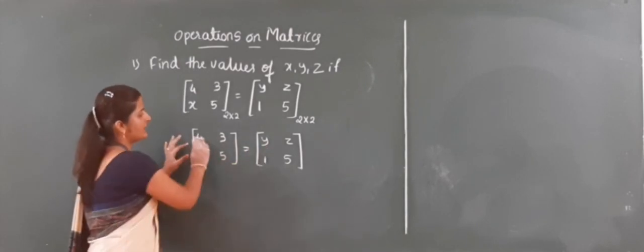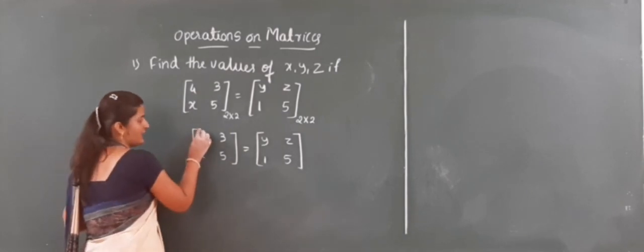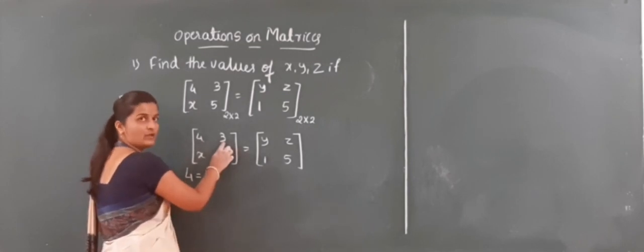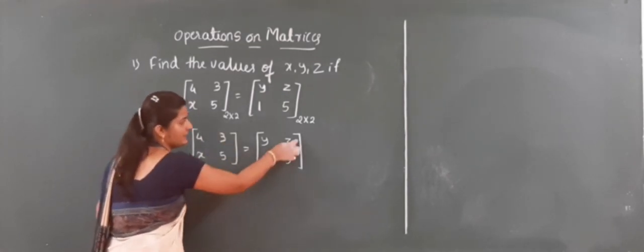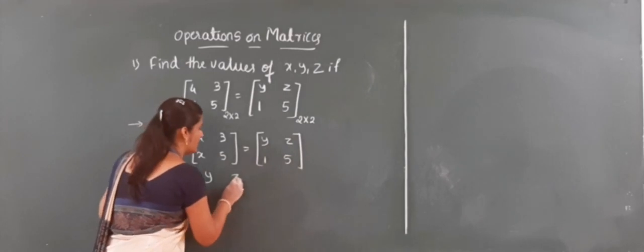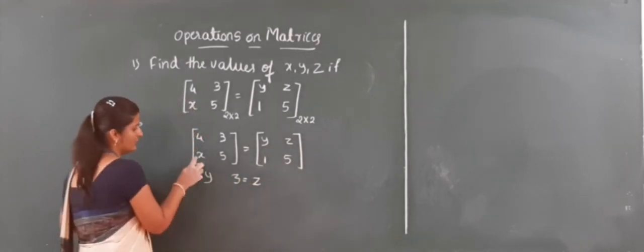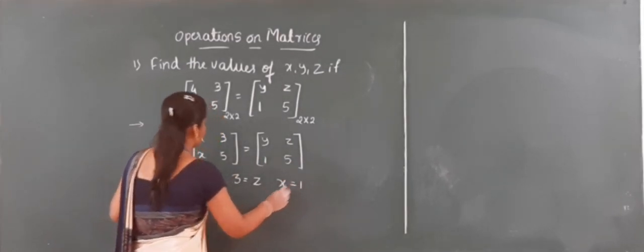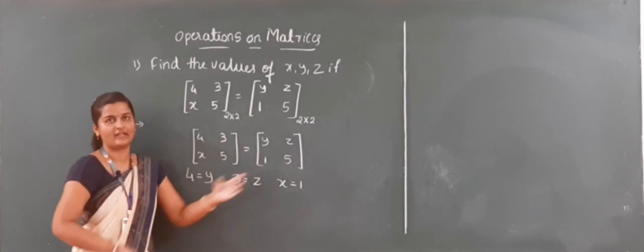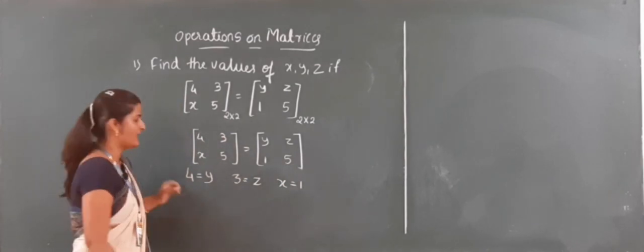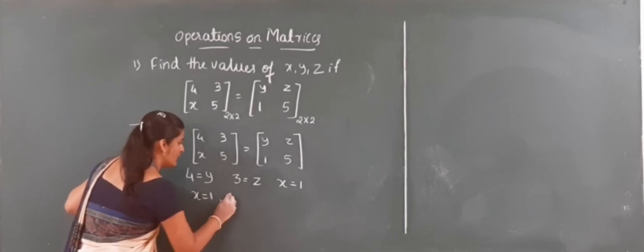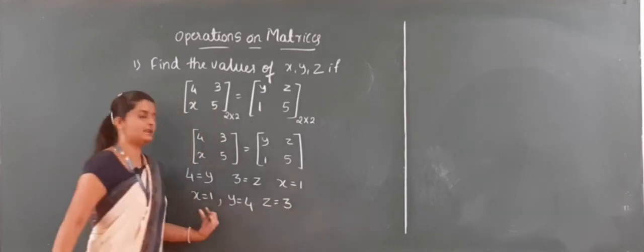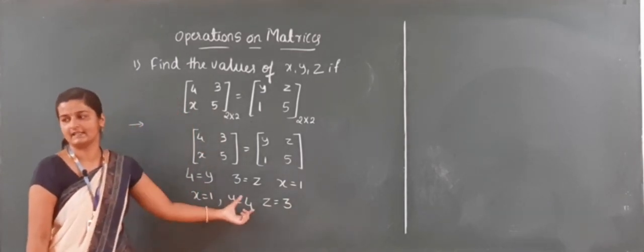So I will equate the corresponding elements. The corresponding element of 4 is y, so 4 equals y. The corresponding element of 3 is z, so 3 equals z. I will move to the next row. For x, the corresponding element is 1, so x equals 1. And here 5 and 5 are already given. So what are the values of x, y, z? x equals 1, y equals 4 and z equals 3. These are the values of x, y, z.